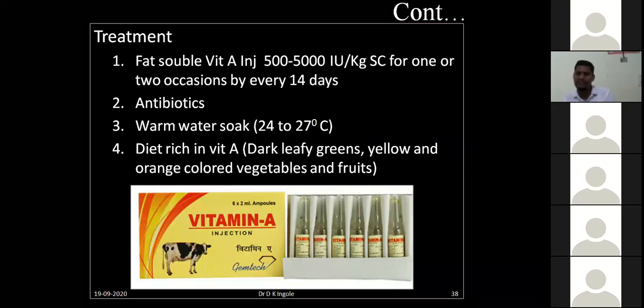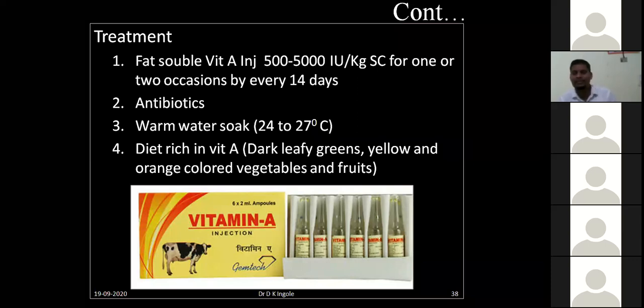But this depends on whether it is actually a case of hypovitaminosis A or another infection, which we have to think of. Once you give the injection, based on the improvement, we can judge it properly. Then for antibiotics, we can give topical antibiotics for the eyes and systemic antibiotics. If there is a respiratory tract infection, we can go for systemic antibiotics.